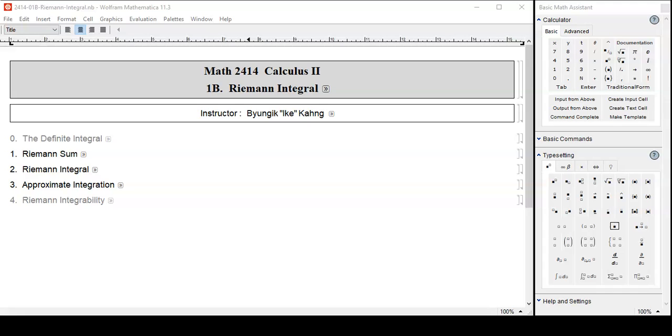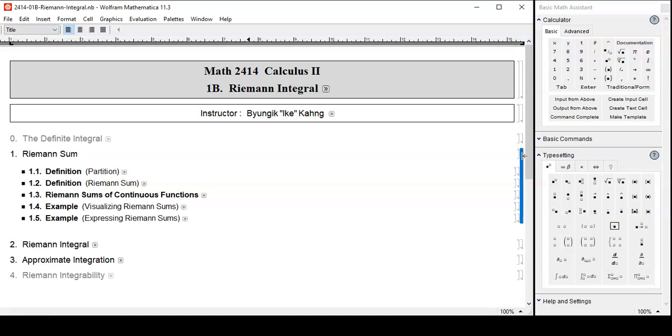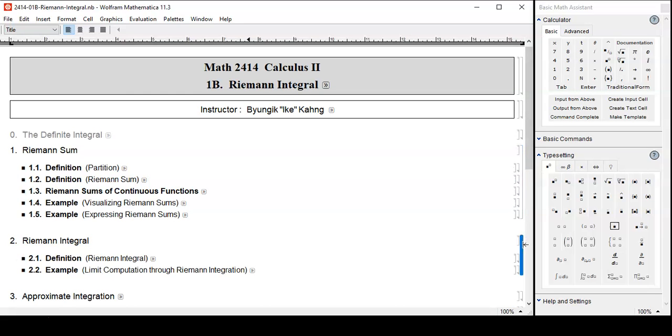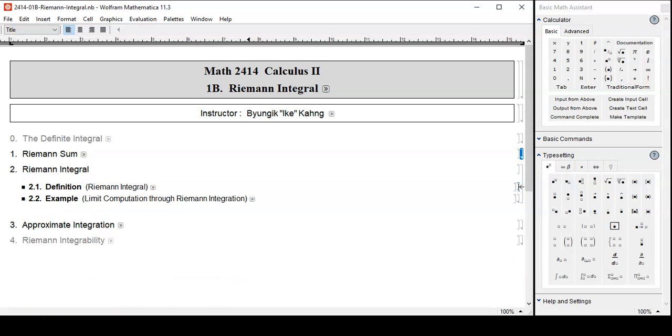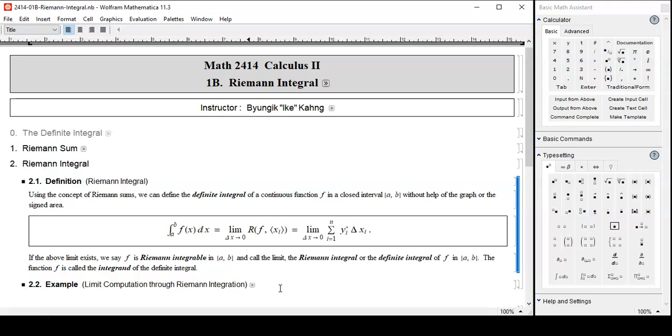Hello students, welcome back. This is a continuation from the previous video, but as you can see, I changed the notebook structure a little bit. It was apparent that section 1 was getting too long, so it used to be called Riemann sum and Riemann integral, but I divided the Riemann sum part and the Riemann integral part, and I'm naming them sections 1 and 2 now. So in section 1, we went through Riemann sums. And then in section 2, we defined the Riemann integral.